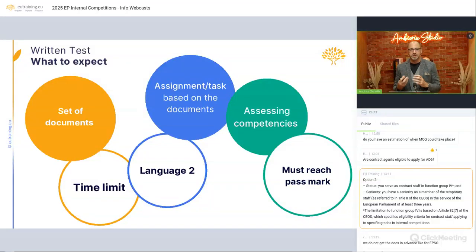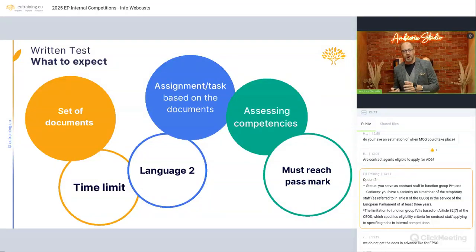Because the aim is to assess your competencies. So the aim is not to test your knowledge or how quickly you processed all the data. Well, you need to understand what's in the documents for sure, but the aim is to assess other competencies, your ability to analyze complex information, your communication skills, and some others. We have a slide on that. But again, it's a competency exercise. It's not a knowledge exercise.